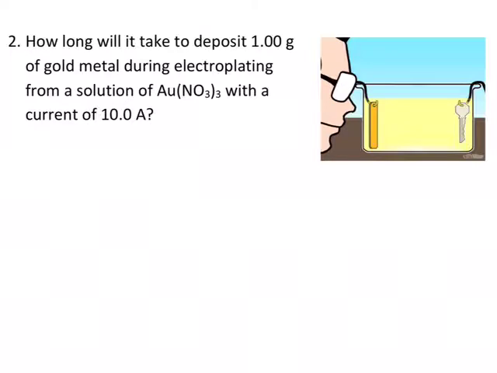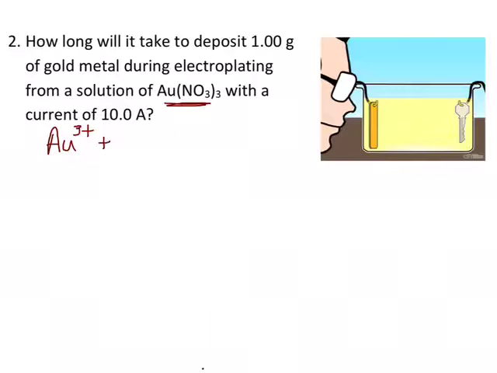So how long will it take to deposit 1 gram of gold metal during the electroplating from a solution of gold nitrate with a current of 10 amps? Can you tell from the formula where we're getting the gold what the charge on the gold is? There's 3 nitrates bonded to it, and we know that nitrates are -1. So that gold that we have in the solution was gold 3 positive. Au 3 positive is the charge on the gold initially.